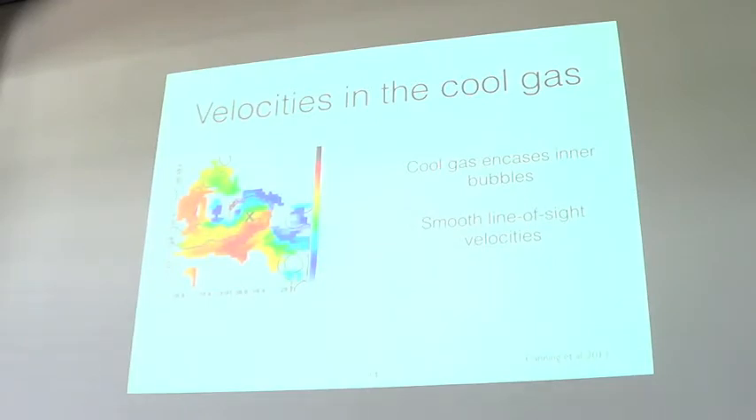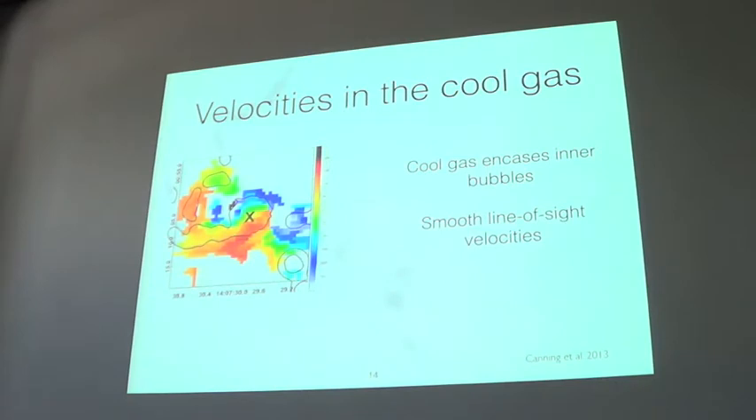This is IFU data of the central parts of this system. So these are line of sight velocities, and the line of sight velocities in these filaments are typically quite low. Line of sight velocities along filaments are typically very smooth. There's possible evidence for rotation in the cores, but these velocities are low.